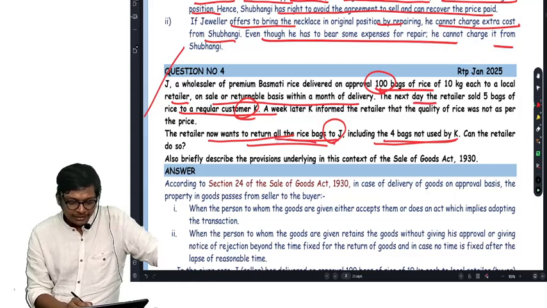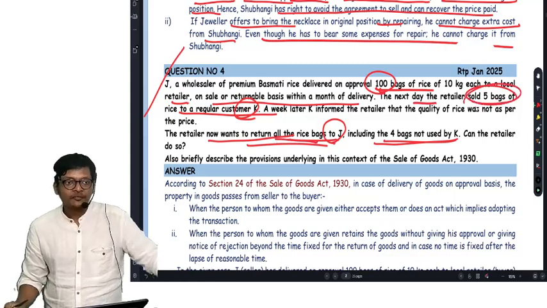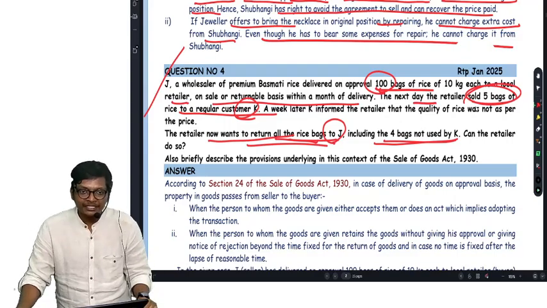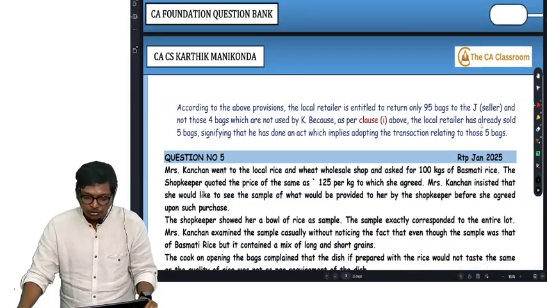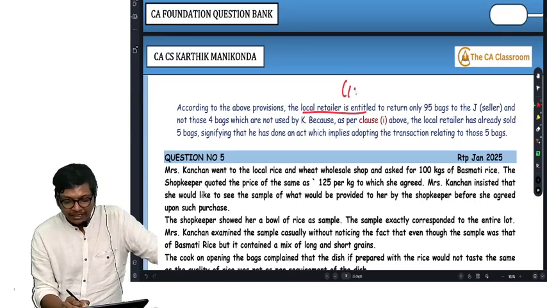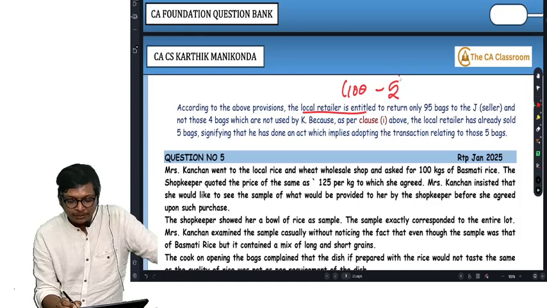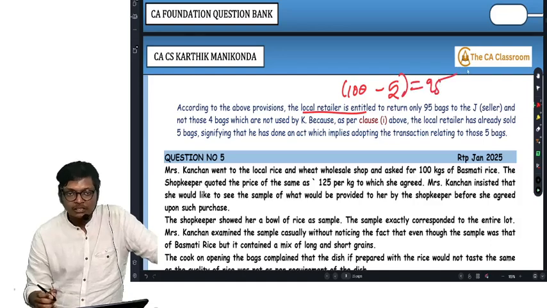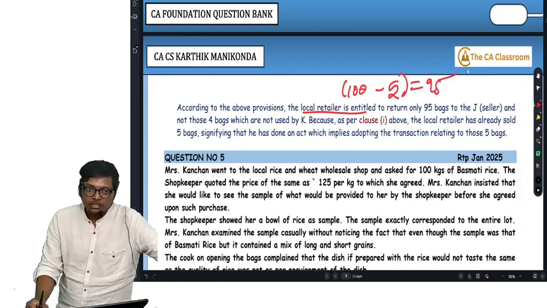Can he return all the rice bags to J? No. Which he can't return? The 5 used bags which he sold, he cannot return. So look at the answer. According to provisions, totally 100 bags, how much he used? 5. 5 was given to somebody else. So how many are left? 95 can be used. Are you following, guys?